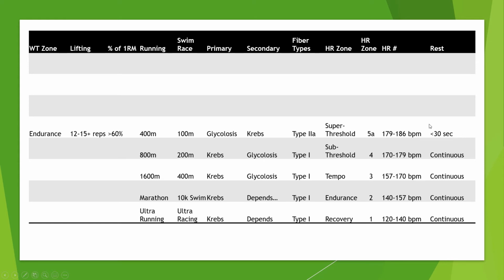Your rest per interval should be probably less than 30 seconds, or about 30 seconds. If you're doing let's say a 400-meter running interval, a 100-meter swimming interval, we're looking at about a 30-second rest period in this heart rate zone.